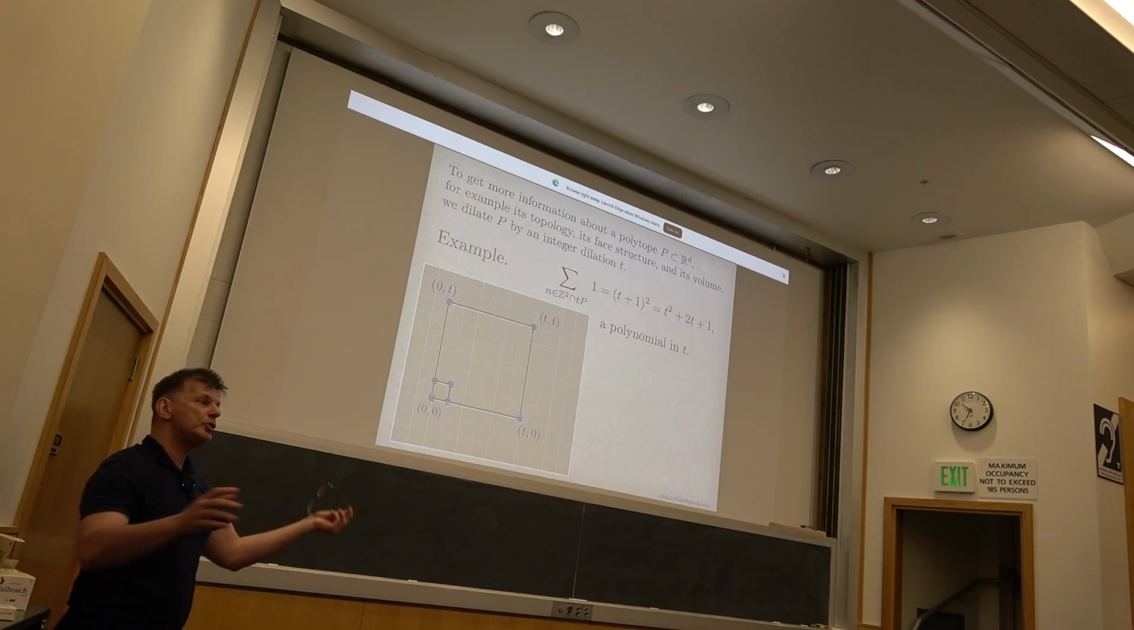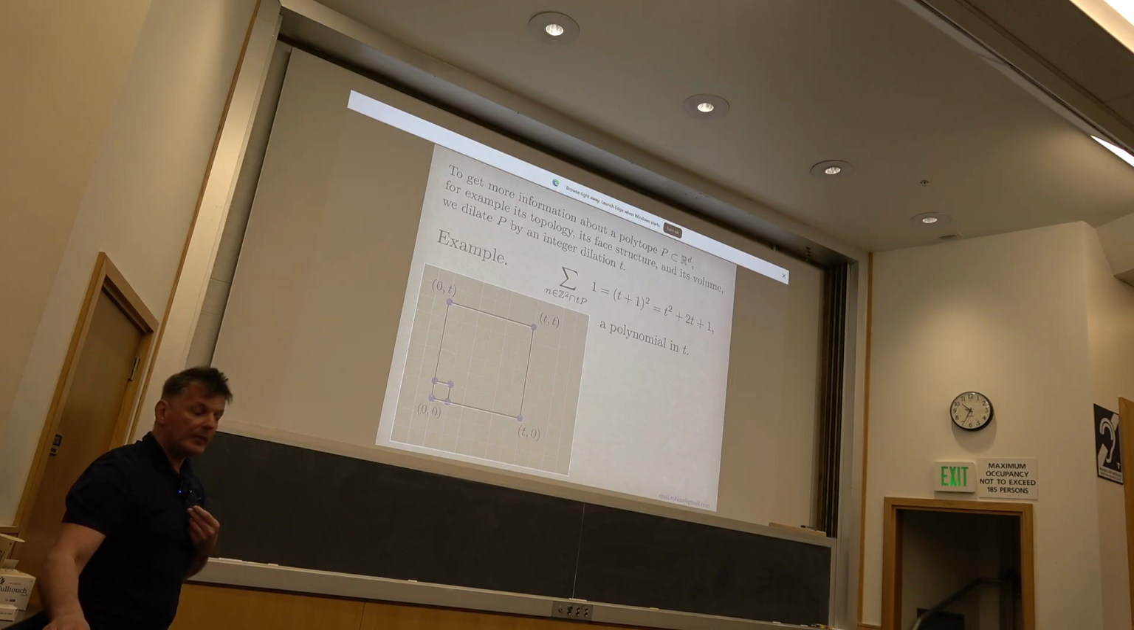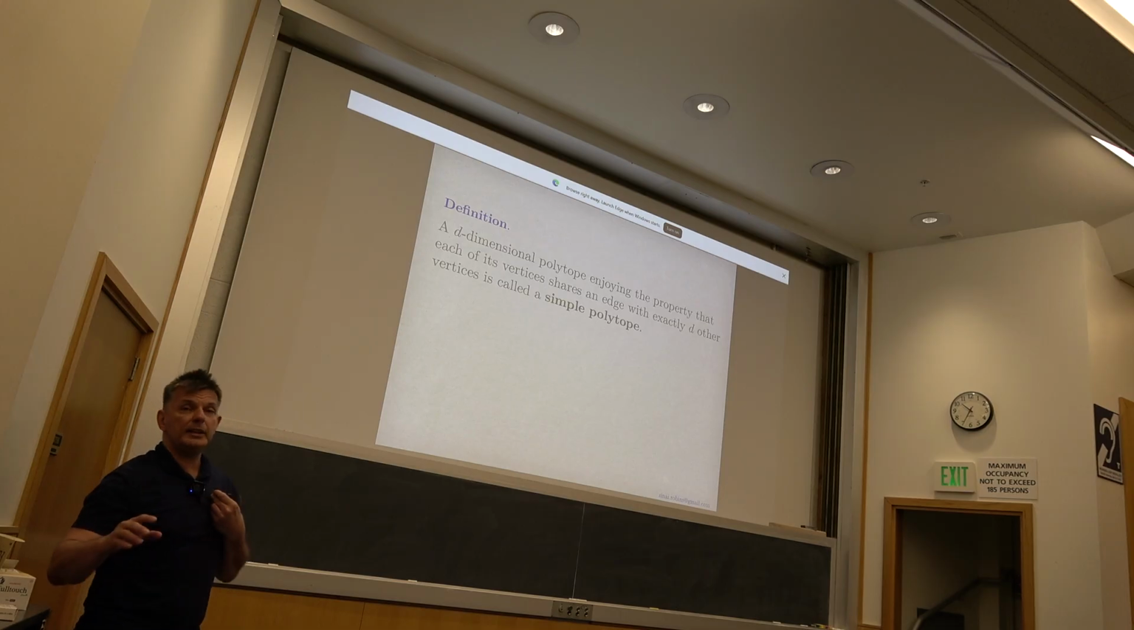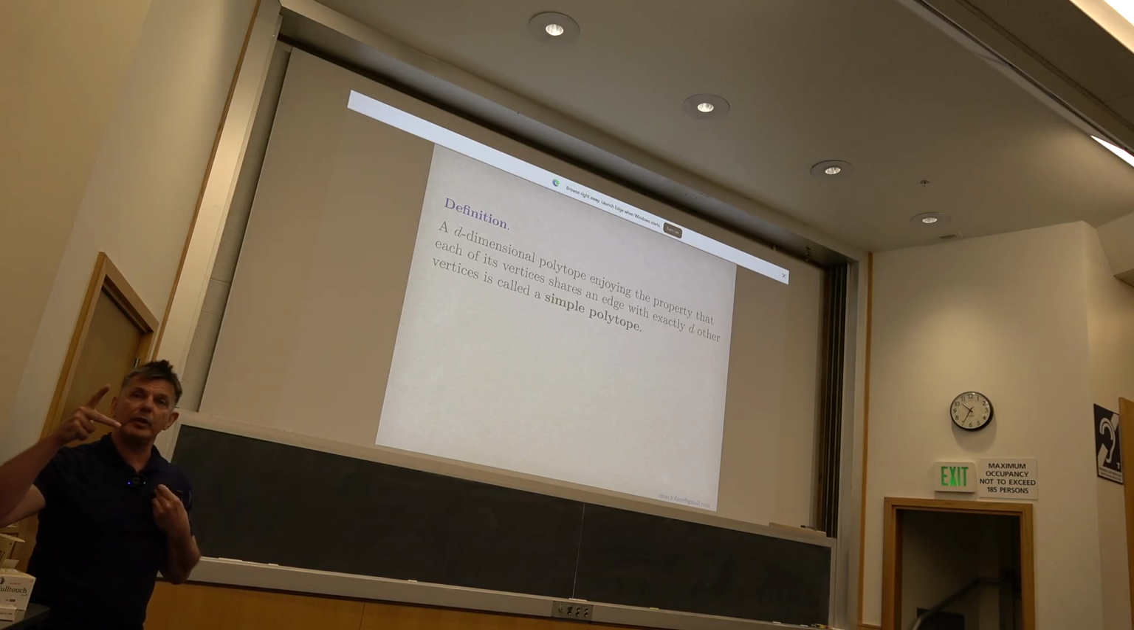So there's an approach using toric geometry and algebraic geometry, Todd classes, and so on, and it's linked very much, but today we'll talk about a very elementary approach. So a d-dimensional polytope enjoying the property that each of its vertices shares exactly d edges with its neighboring vertices is called a simple polytope.